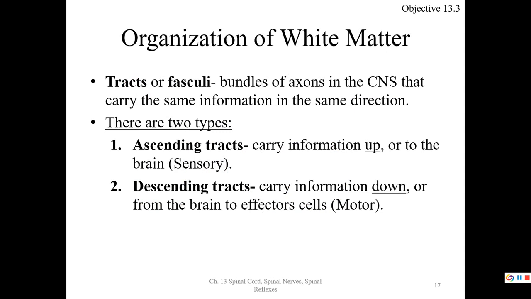Now we're about done with the first lecture. It doesn't take me very long to get through this one, but it's about tracts or fasciculi. Tracts are bundles of axons. One of the cool things about them is they're carrying the same information in the same direction. It's either going to go up or it's going to go down. It could be ascending tracts that carry information up, that'd be sensory. It could be descending tracts that carry information down, or motor.